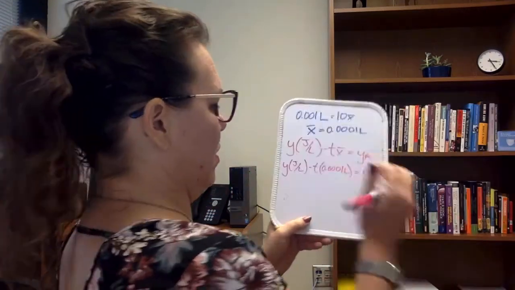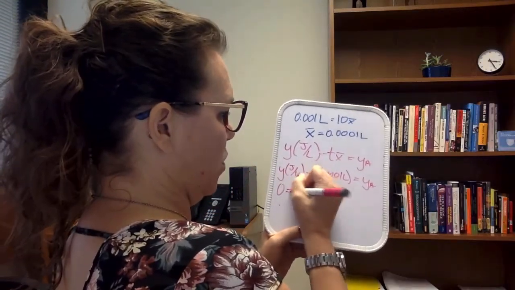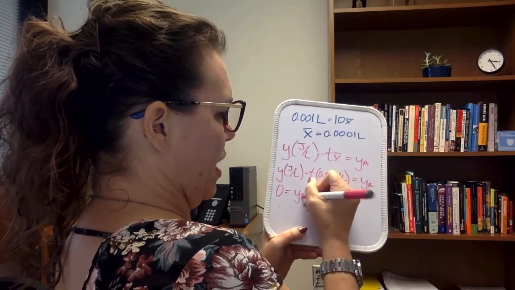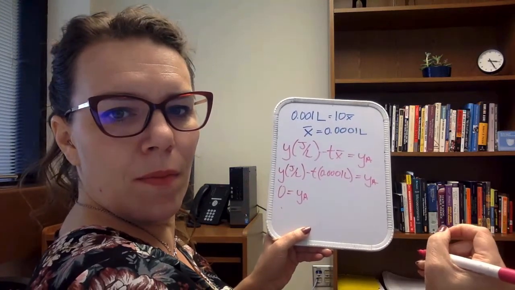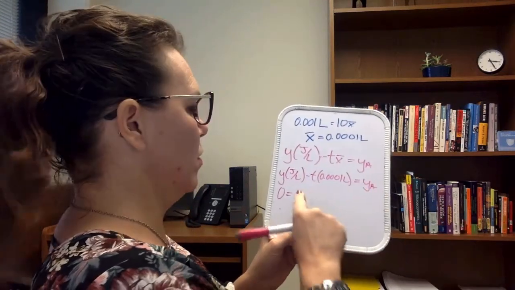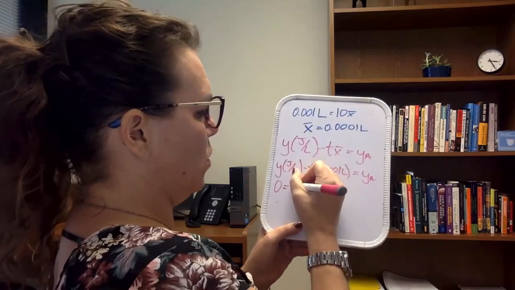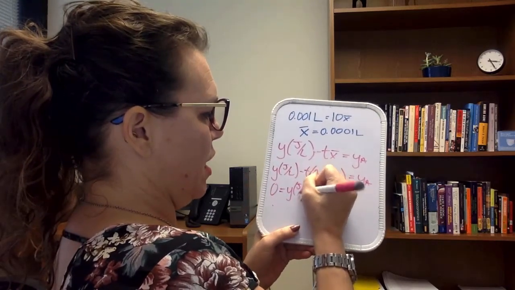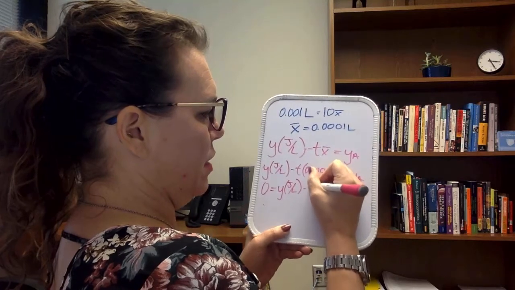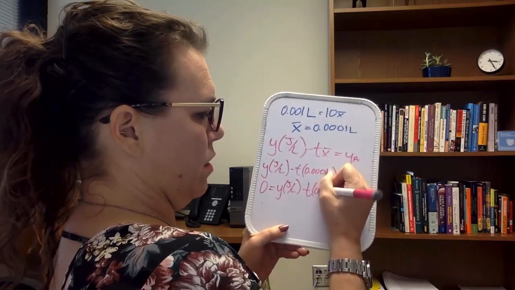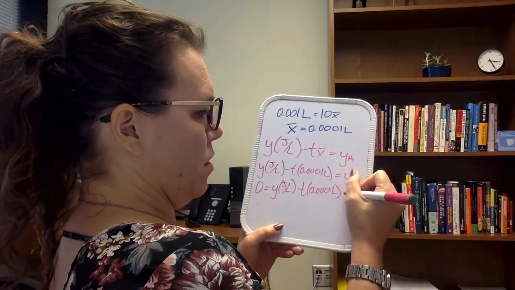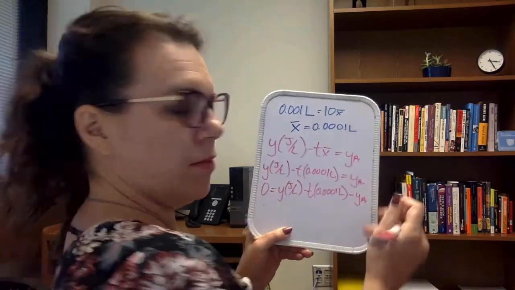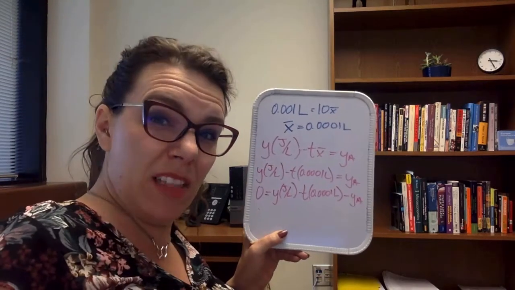First, I'm going to set it equal to 0. So now it's 0 equals YJ over L minus T times 0.0001 L minus YA. Okay? Does that make sense so far?